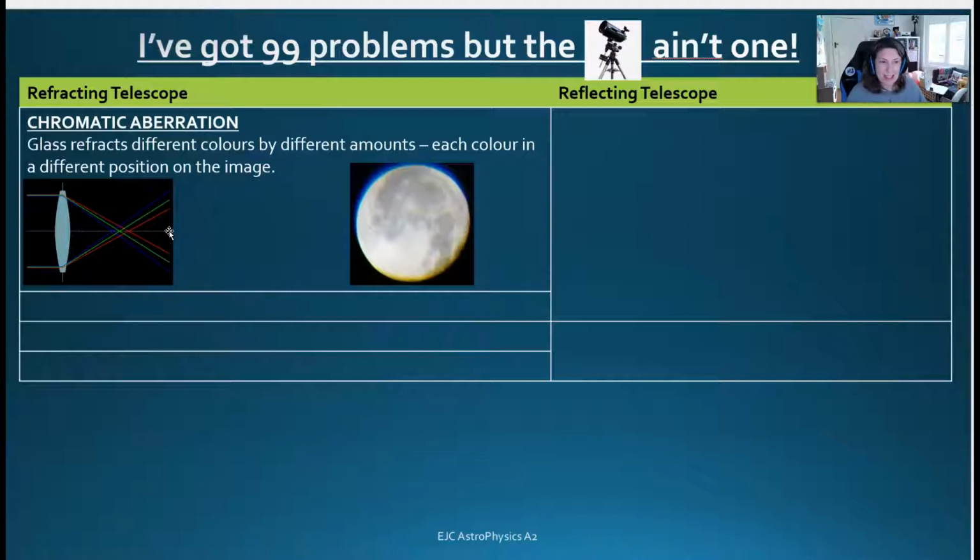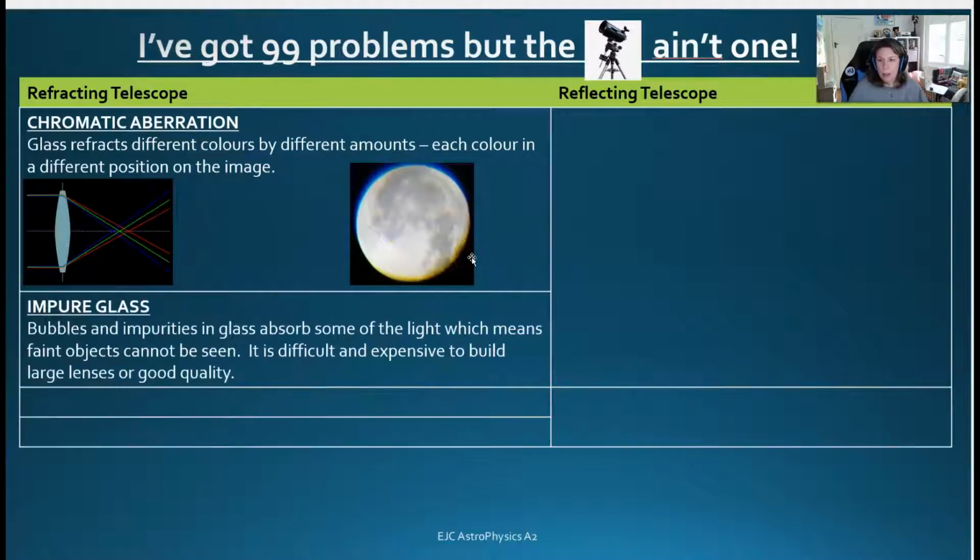Because you're doing it on an exam paper, you'll be doing it in black and white, so you need to label that one red and that one blue. You make sure they cross on that central point, and that's the image. Chromatic aberration. Right, refracting telescopes also have impure glass.